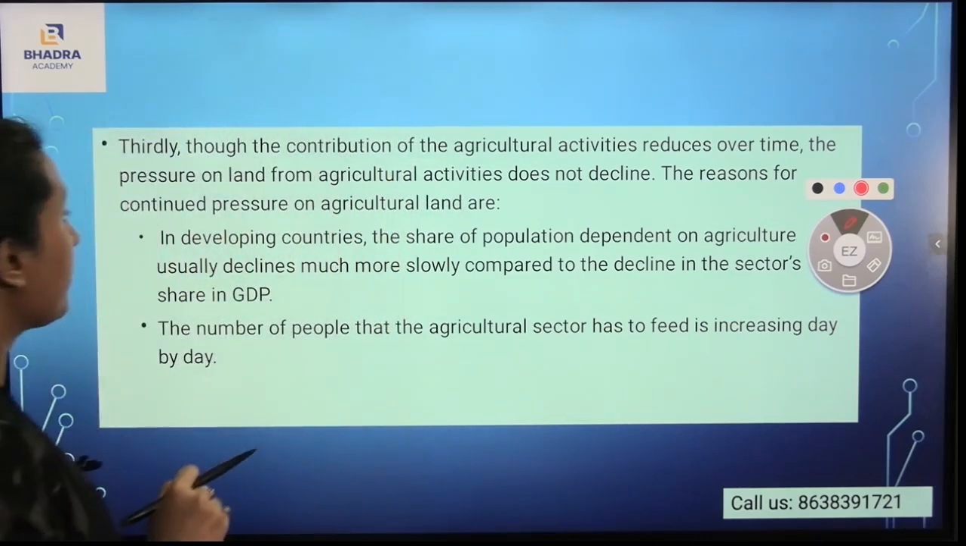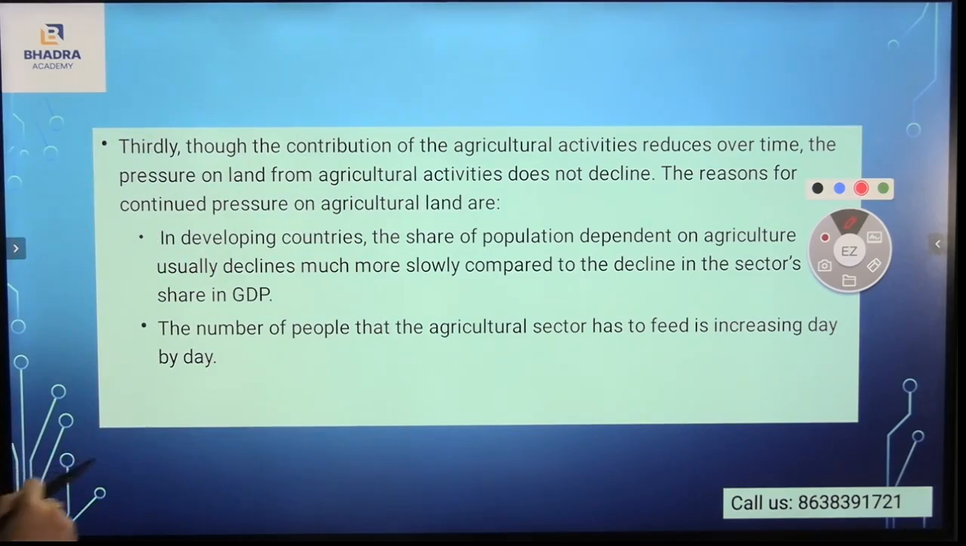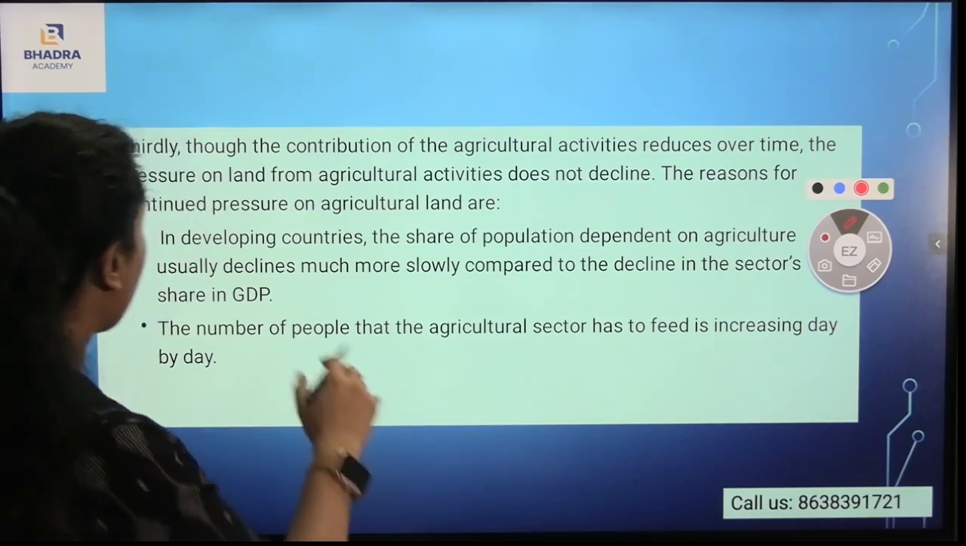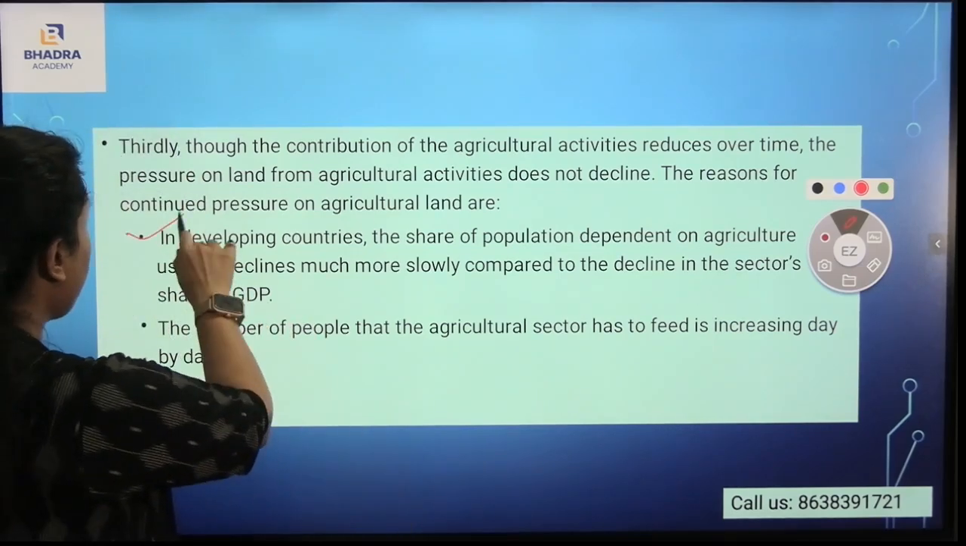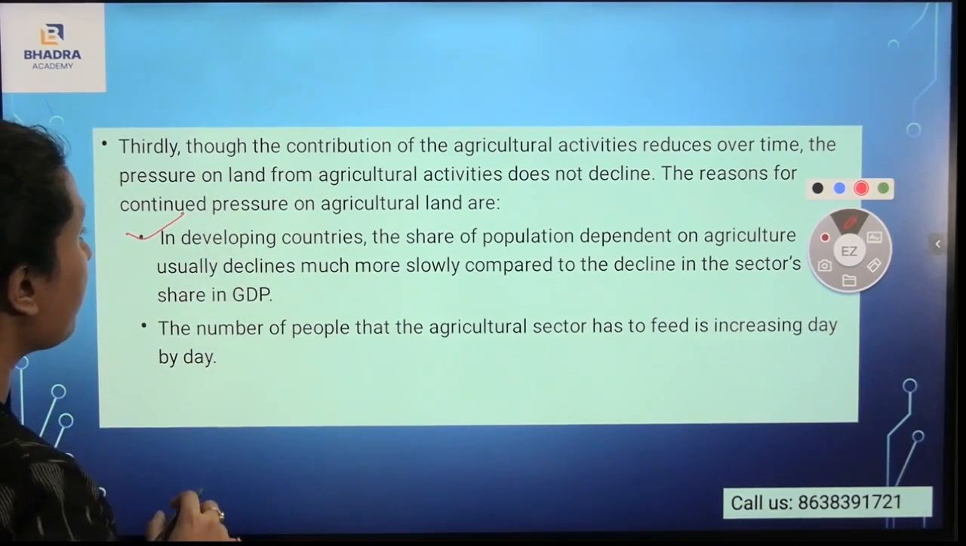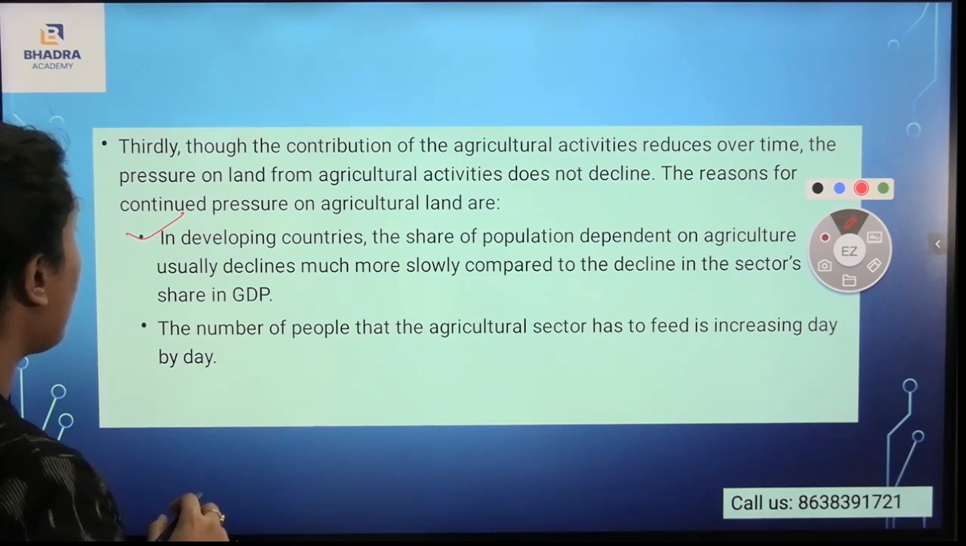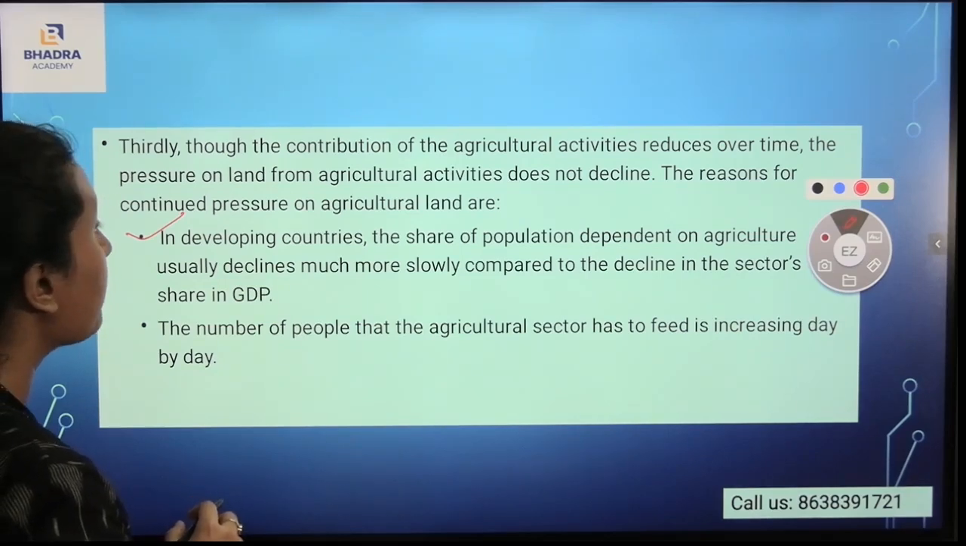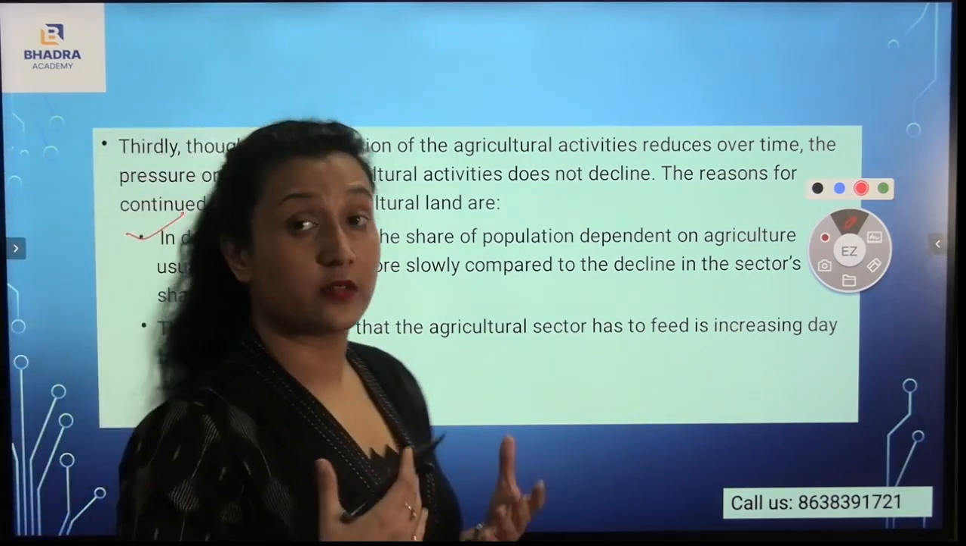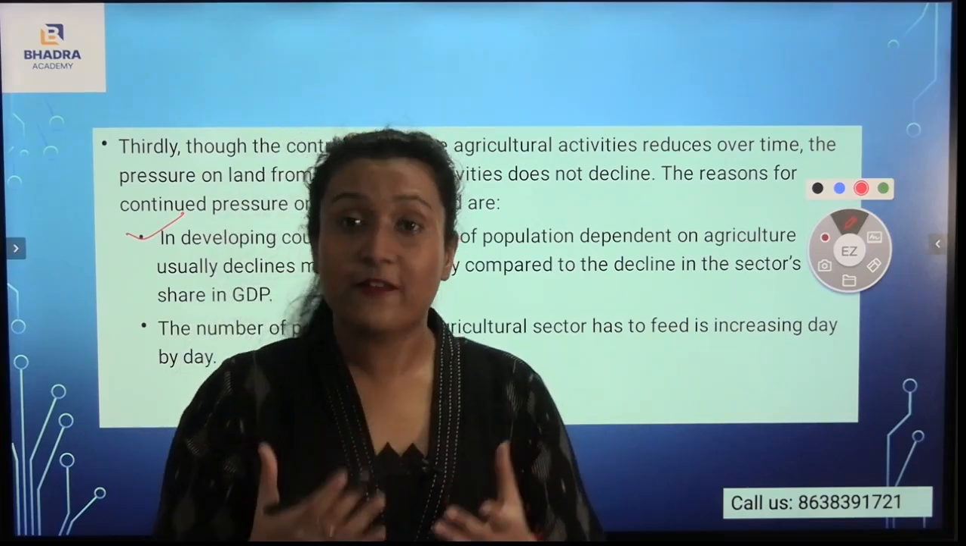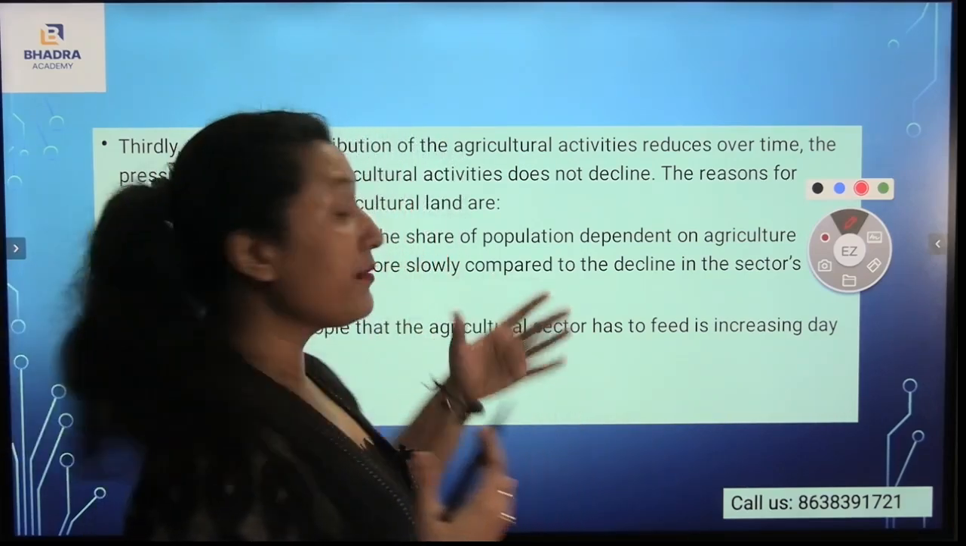First, in developing countries, the share of population dependent on agriculture usually declines much more slowly compared to the decline in the sector share in GDP. Now, the number of people that the agricultural sector has to feed is increasing day by day. This is very, very important: in developing countries, the share of population dependent on agriculture usually declines much more slowly compared to the decline in the sector share in GDP. The share of population on agriculture declines much more slowly.